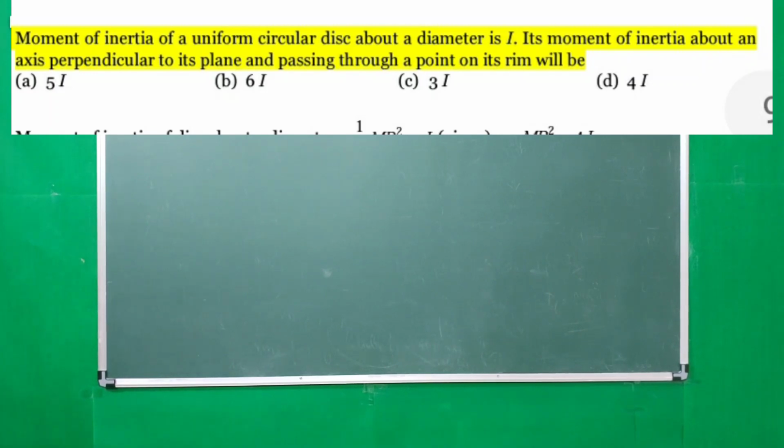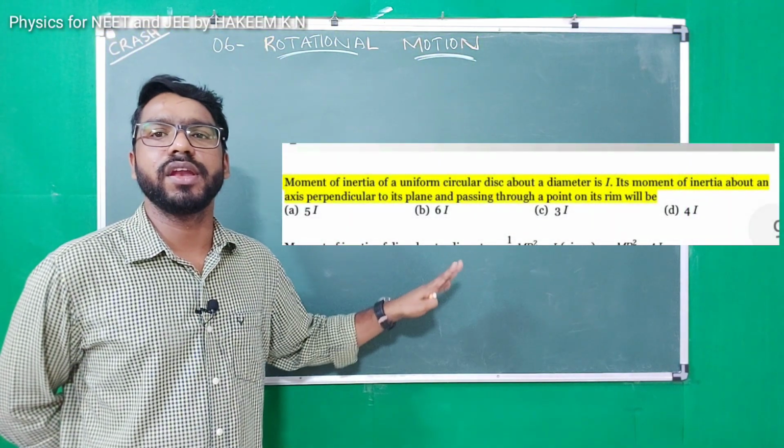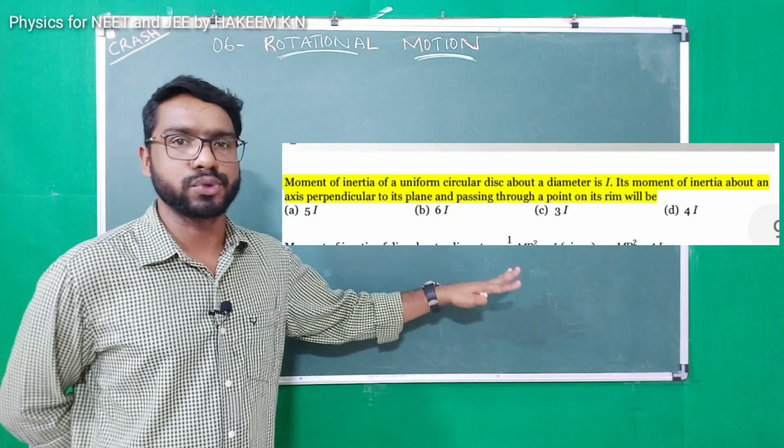The moment of inertia of a uniform circular disc about a diameter is I. Its moment of inertia about an axis perpendicular to its plane and passing through a point on its rim will be: the options are 5I, 6I, 3I, 4I. You just pause the video and try to solve it.